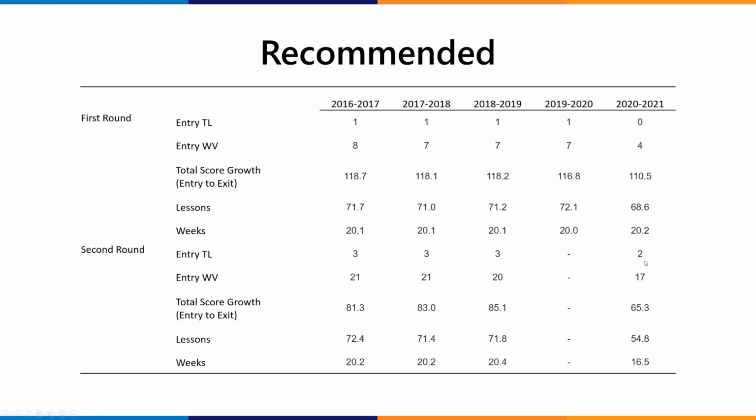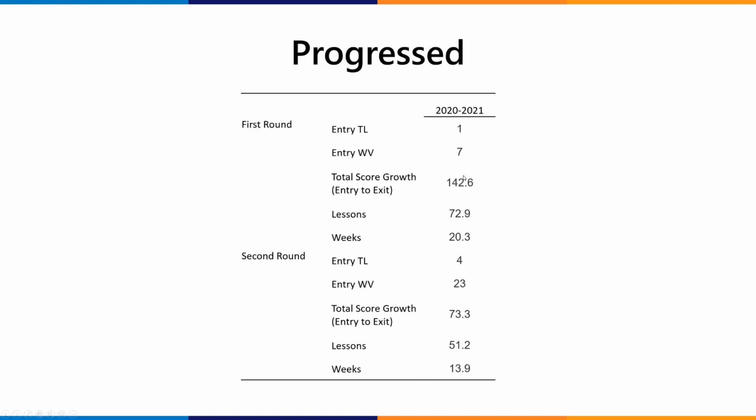In the second round, we see that they came in a little lower than what we would typically see. Any recommended kids who were in the second round got, instead of a chance to get a full, well, here's interesting. Instead of getting a chance to get a full 20 weeks, the average for our recommended kids this year was about 16 and a half weeks at about 55 lessons instead of 71.